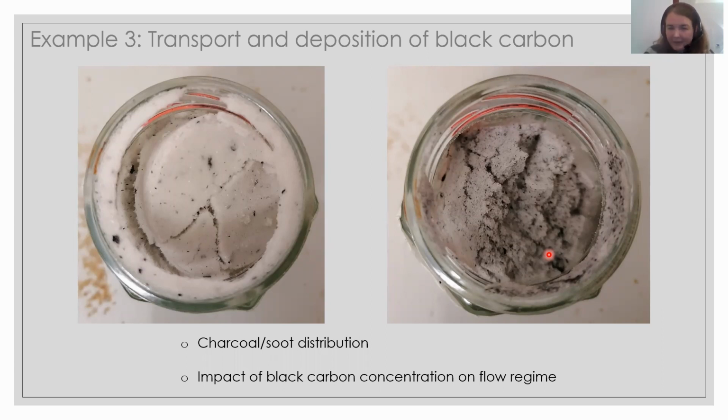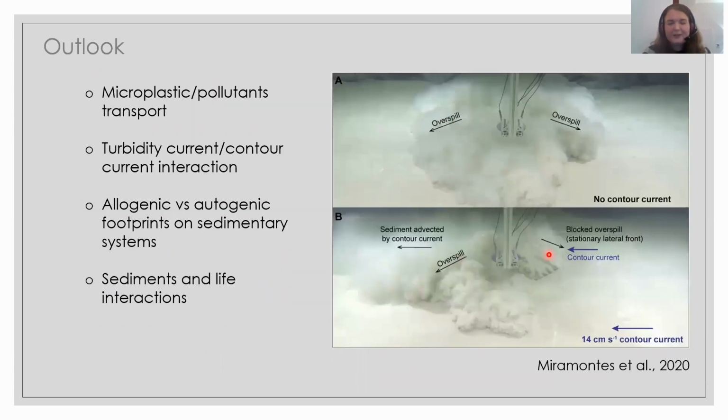And to just finish this talk, I hope you had a little bit of insight into what can be done with analog modeling in deep water systems. I just want to give you an outlook on what will be the future of these flume tank experiments. Some of these themes have already started, because there are some people working on microplastic and pollutant transport occurring in the deep sea. There's definitely a theme to work a bit more on turbidity current and contour current interaction.